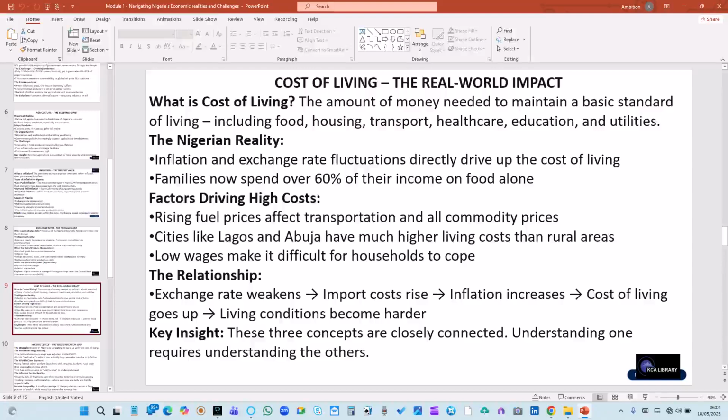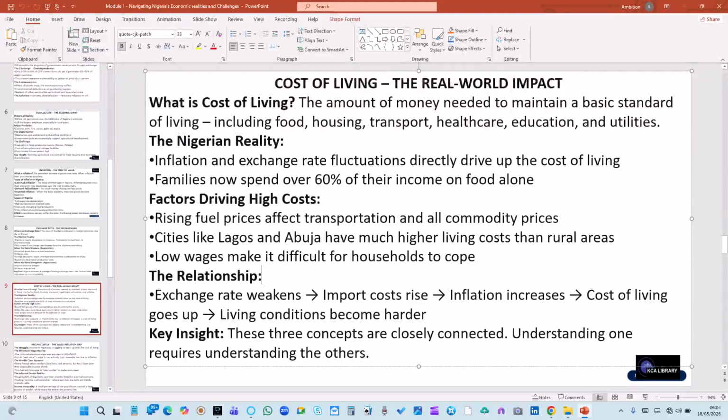The Nigerian reality is that inflation and exchange rate fluctuation directly drive up the cost of living. Families now spend over 60% of their income on food alone. Factors driving the high cost of living include rising fuel prices that affect transportation and almost all commodities in the country. Cities like Lagos and Abuja have much higher living costs than rural areas. So those living in Abuja may spend more than those living in rural areas. Then low wages make it difficult for households to cope.